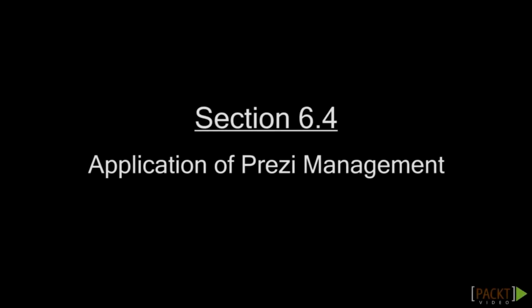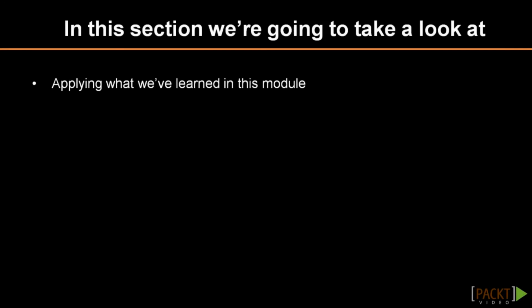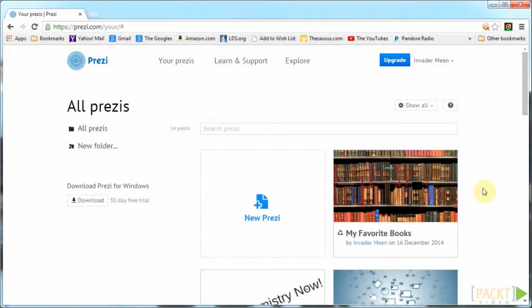Hello and welcome back to Mastering Prezi. This is Module 6, Section 4, Application of Prezi Management. In this section, we're going to be applying what we've learned in this module. Before we can present the My Favorite Books Prezi, we're going to need to make sure it has a good title and description, and also make sure it's in a place where we can find it on presentation day.